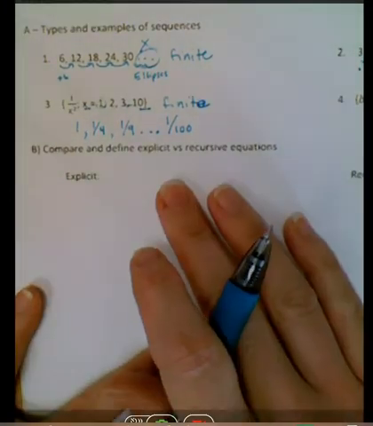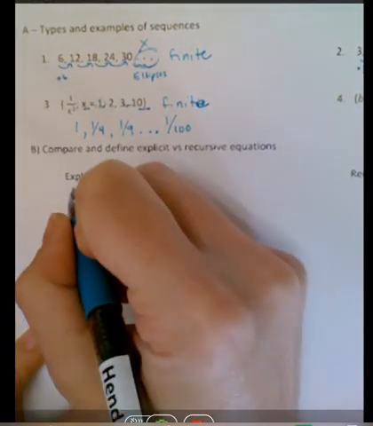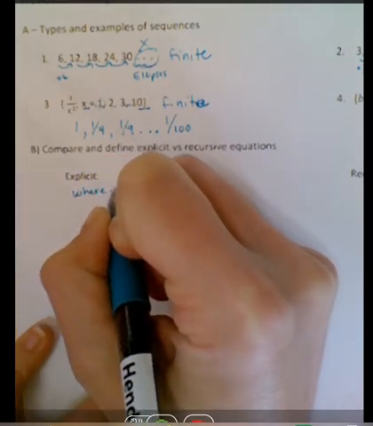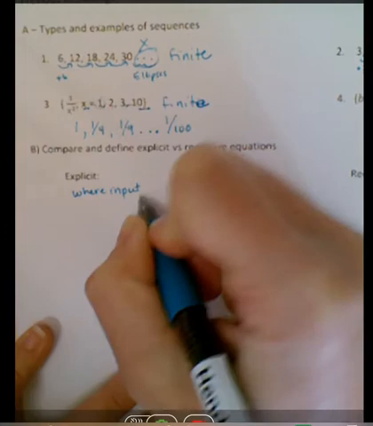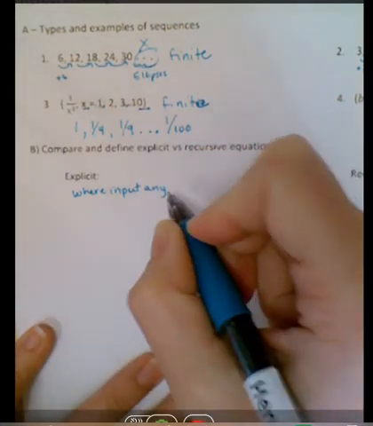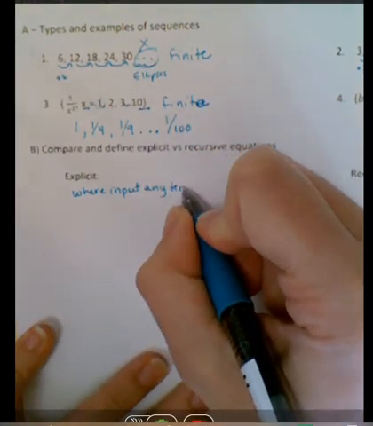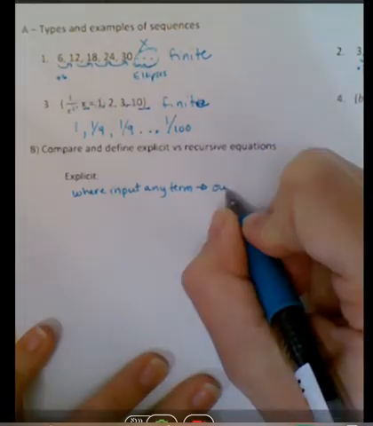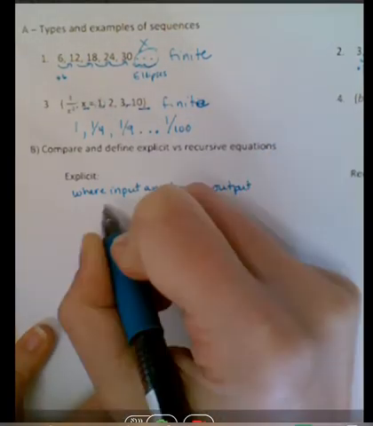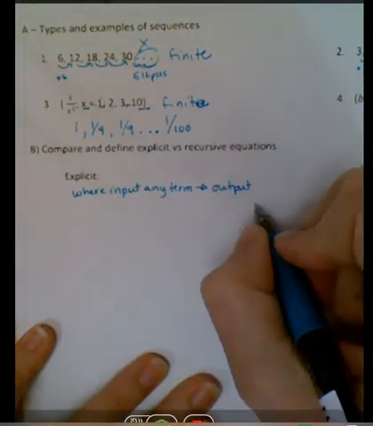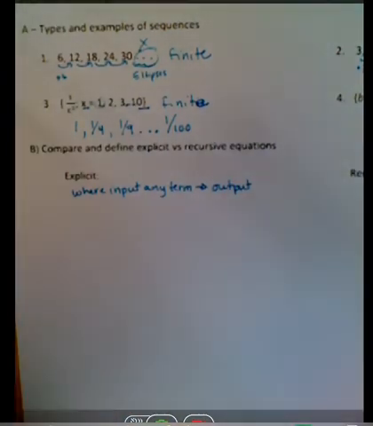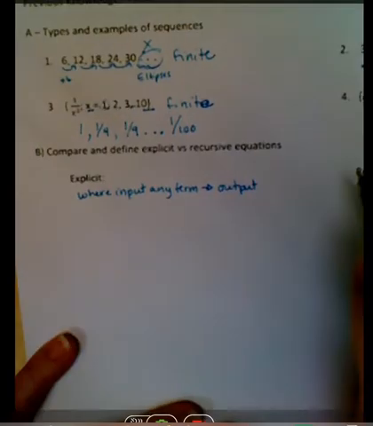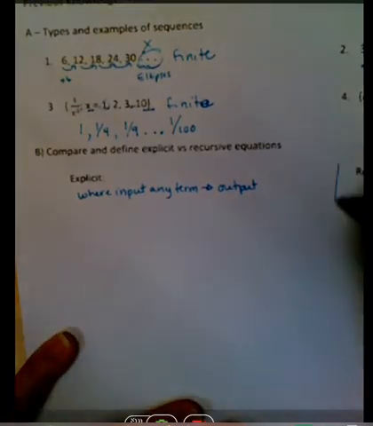So an explicit equation has some kind of formula where I can input any term and immediately get a coinciding output. For any independent value, I can plug into some kind of function and it's going to spit out the output associated with it. Okay, so we're going to look at an example of that.